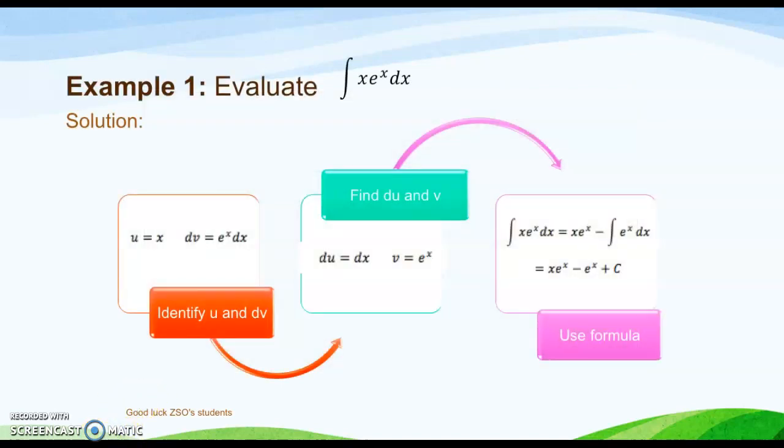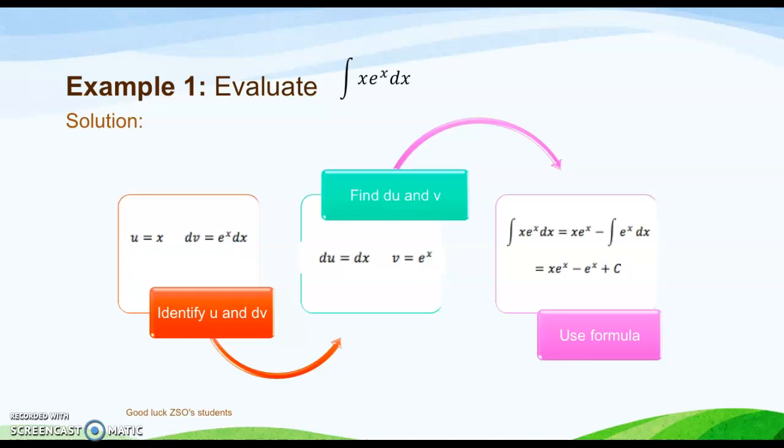Okay, now we have example one: evaluate the integral of x e^x dx. The first step is to identify u and dv. So u is equal to x, and dv is equal to e^x dx. Why? Because we are using LIATE. So x is algebra, e^x is exponent. Algebra comes first, so it will be u, and dv is equal to e^x dx.